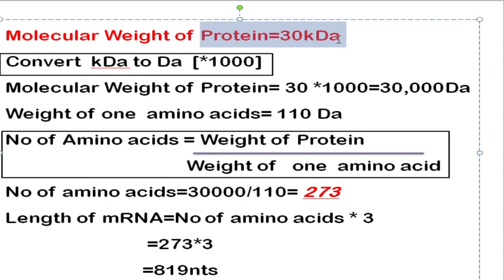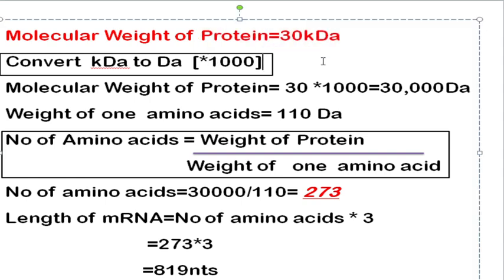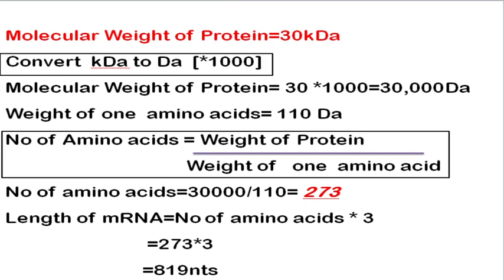First we need to convert the kilodalton into dalton, which means you need to multiply this number by 1000. So the molecular weight of the protein will be 30,000 dalton, and the molecular weight of one single amino acid is 110 dalton. Now you need to find the total number of amino acids present in the polypeptide, which is the weight of protein divided by the weight of one amino acid. So 30,000 divided by 110 means totally 273 amino acids are present in the polypeptide.